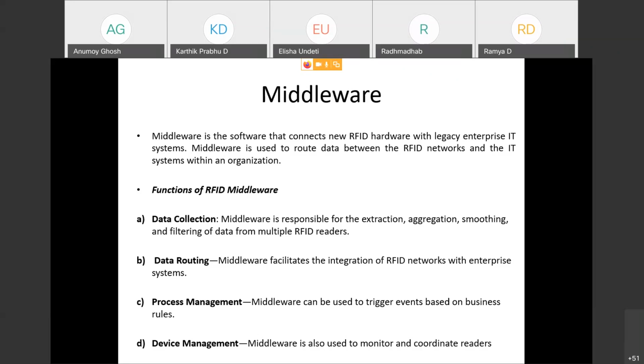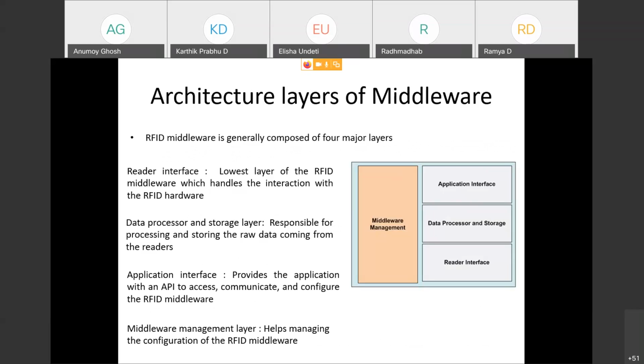So that is also a part of device management. Three readers are accessing one middleware. Now suppose a fourth reader is required to be added to the network. That provision is also there in the middleware. So these are the architectural layers of the middleware. As you can see, the basic layer is the reader interface.